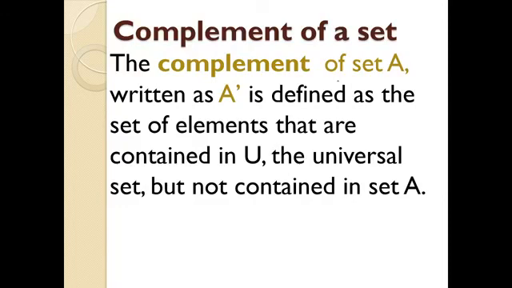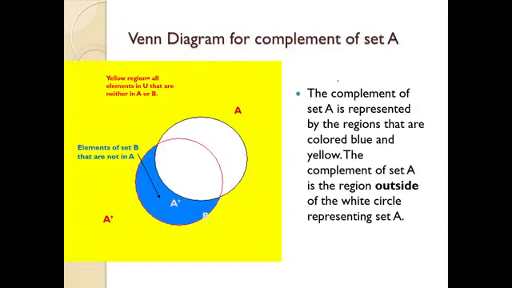So you are going to be writing all the elements except the elements found in A. That's the complement of set A. Now look at this one. The yellow part and the blue part is what you call the complement of A, because this is simply set A. So I will not be writing the elements found in A. I will be writing all the elements outside of A.